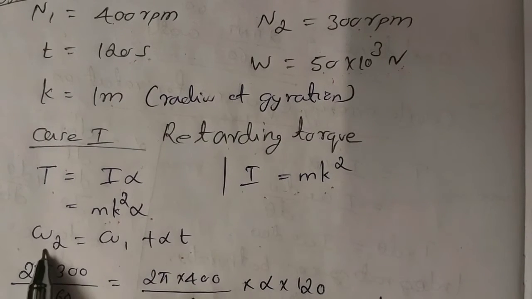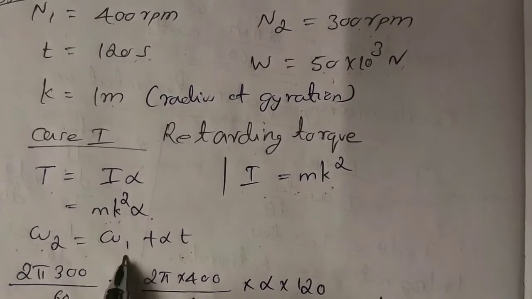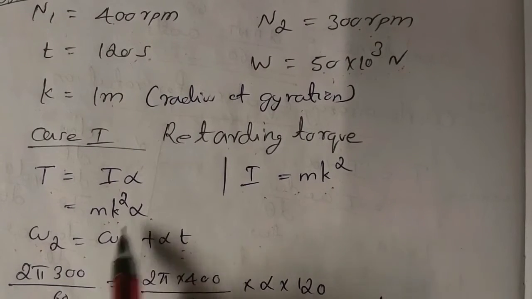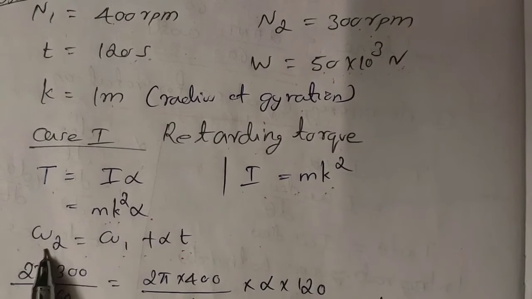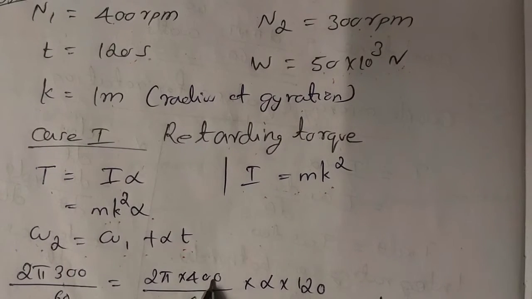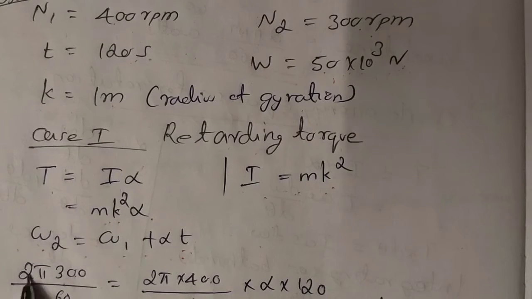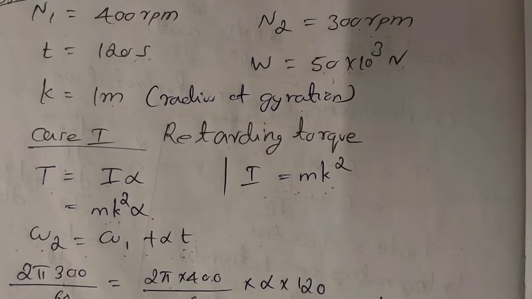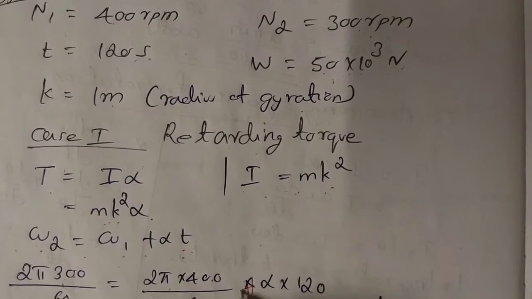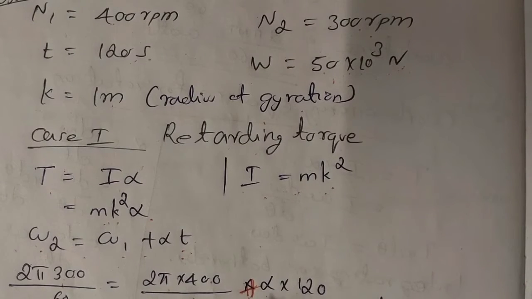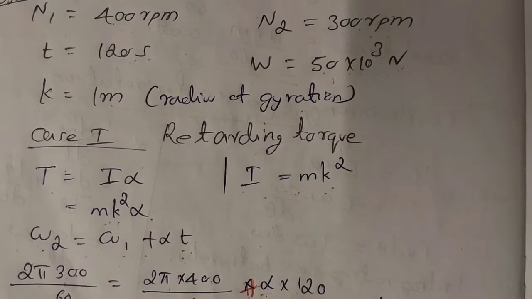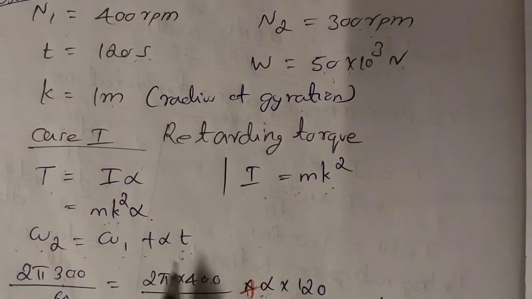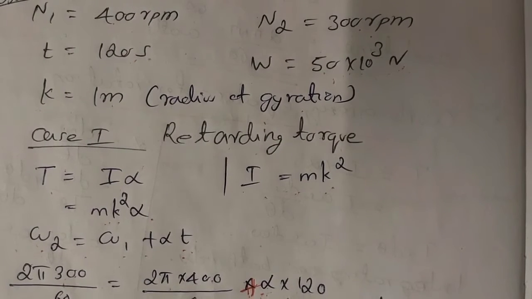Then the equation omega 2 equals omega 1 plus alpha t. We already know this equation. We substitute omega 2, here it is 300, and omega 1 is 400. We convert rpm to omega in radian per second, so 2 pi by 60 here and 2 pi by 60 there. Sorry, this is plus, I mistakenly wrote it; plus alpha into 120. Substituting these values and calculating alpha, it is a negative value because it is retarding: alpha is equal to minus 0.087 radian per second square.